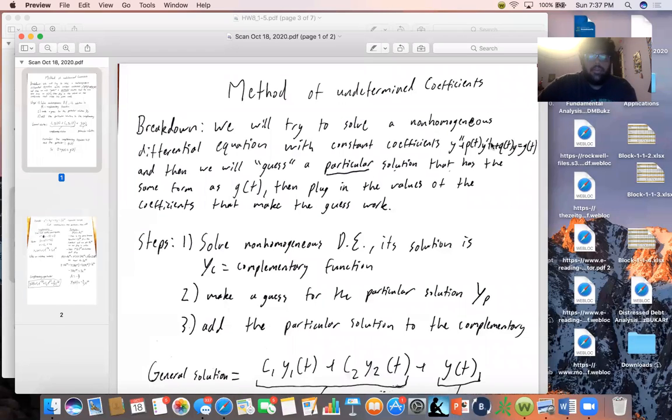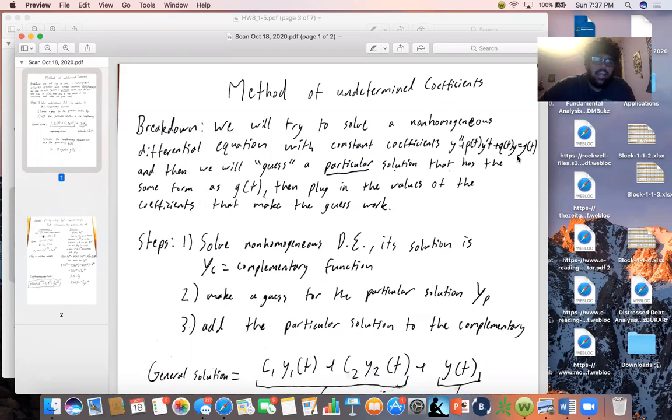Okay, this is screencast 4, the method of undetermined coefficients. So a quick breakdown of what we're going to be doing is we're going to try to solve a non-homogeneous differential equation with constant coefficients, y'' + p(t)y' + q(t)y = g(t). That's a standard non-homogeneous ODE form.